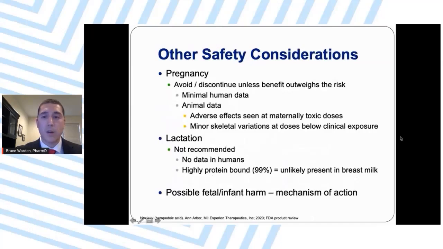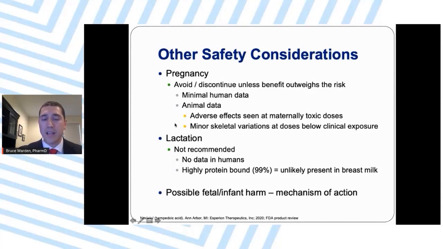Now, the last safety concern I want to go over are concerns with pregnancy and lactation. And again, this isn't new to bempedoic acid. This is pretty much widespread across the lipid-lowering therapies. And the general consensus is to avoid during these two conditions. We have minimal human data to guide this, but we do have some animal data. With bempedoic acid at toxic doses, we can see some really negative outcomes with the fetus in terms of reduced survival rates, reduced growth pattern, and cognition. At lower doses, we can see some minor skeletal variations in terms of bent long bones and incomplete ossification.